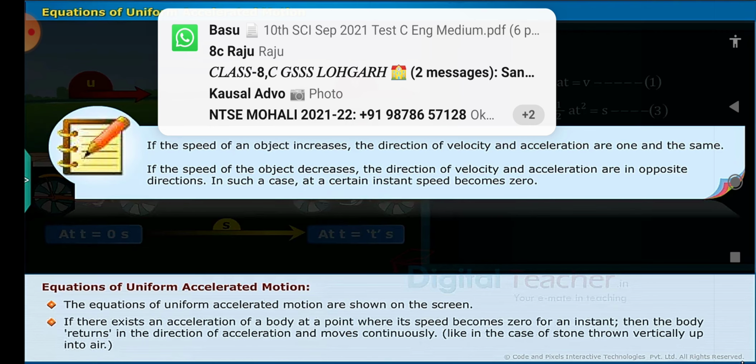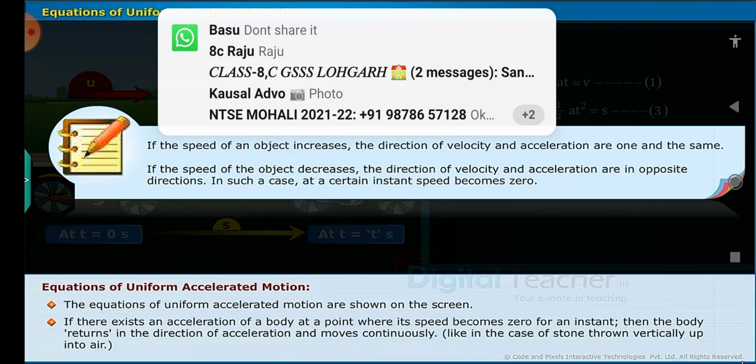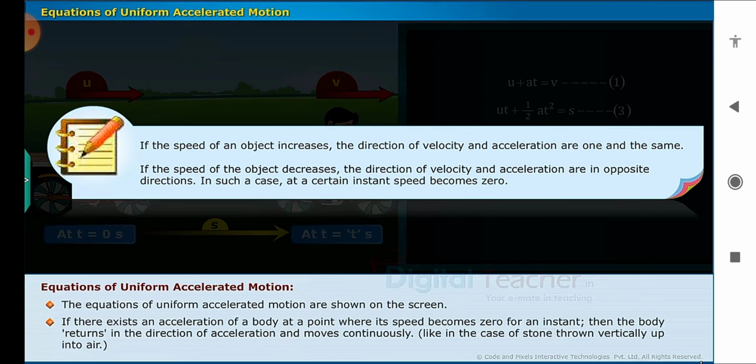If there exists an acceleration of a body at a point where its speed becomes 0 for an instant, then the body returns in the direction of acceleration and moves continuously, like in the case of a stone thrown vertically up into air.